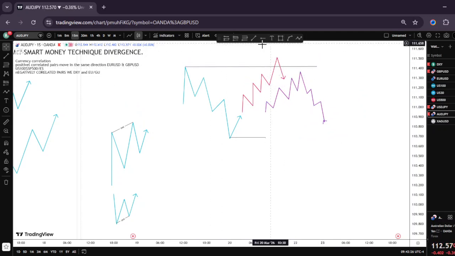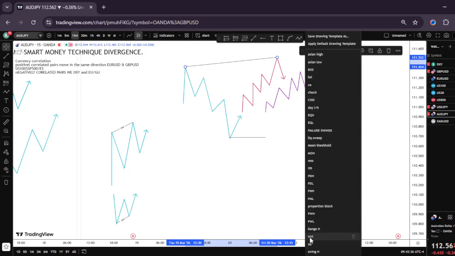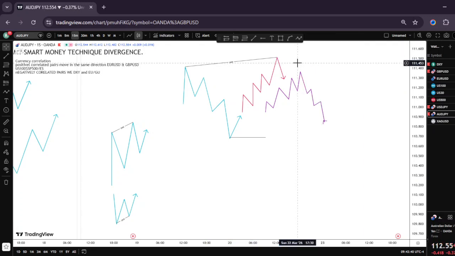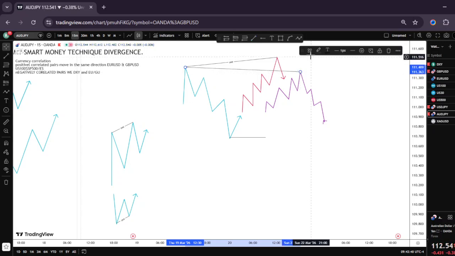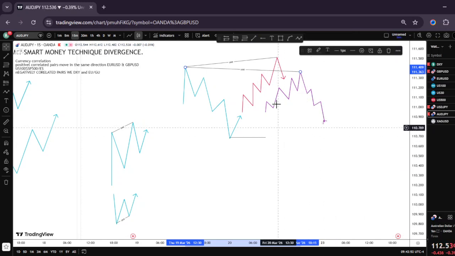Now you realize GBPUSD has taken out the swing high. So we have an SMT. And then Euro USD has failed to take out the high. So like that. So it means we have an SMT. So this is the SMT.